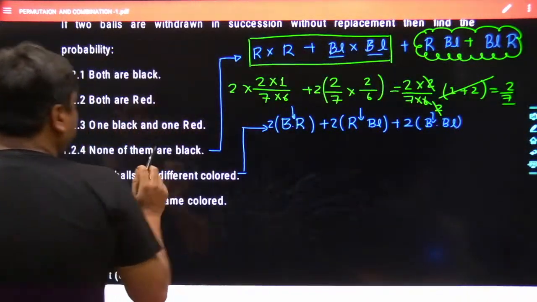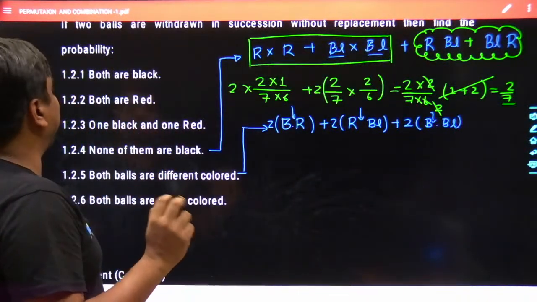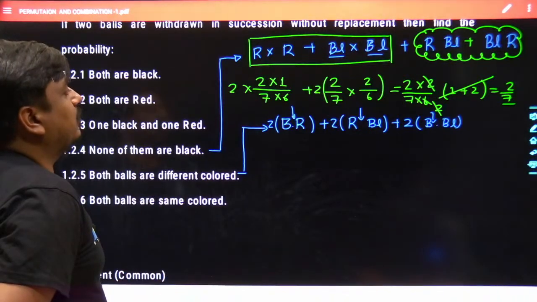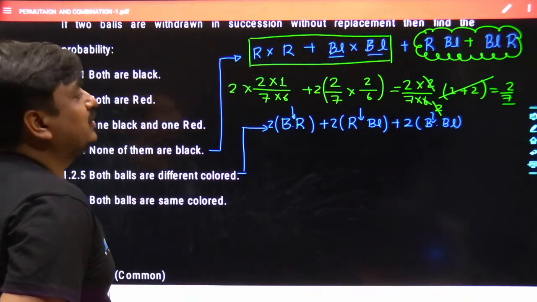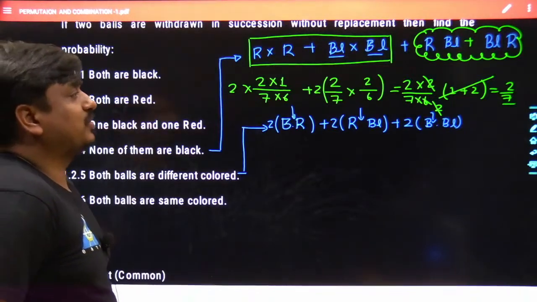Okay. None of them are black. A certain mistake has probably happened. None of them are black. Still a few of the concepts are being left out.